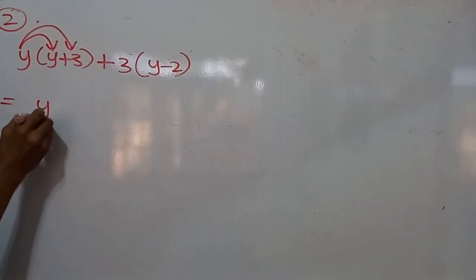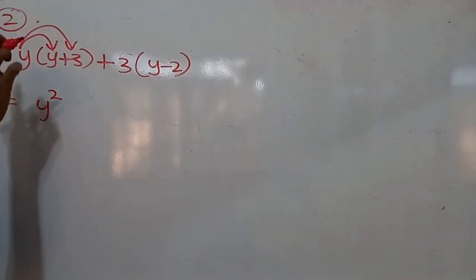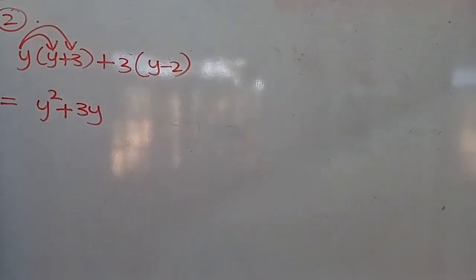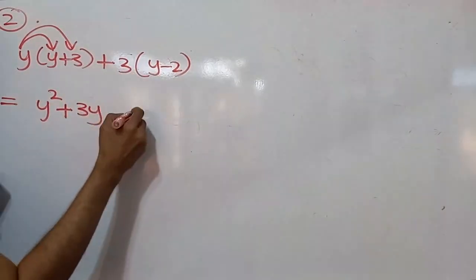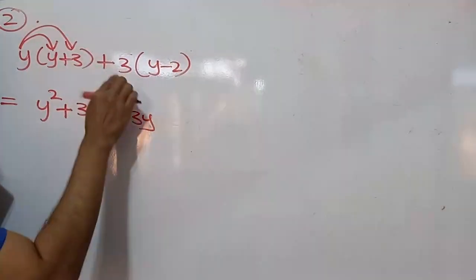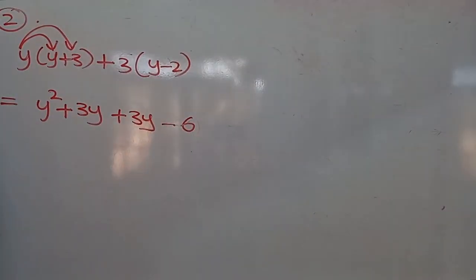Y into y, we know that is y squared. Positive into positive, that is positive. Y into 3, that is 3y. Positive into positive, that is positive. 3 into y, that is 3y. Positive into positive, that is again positive. 3 into 2, that is 6. Positive into negative, that is negative.